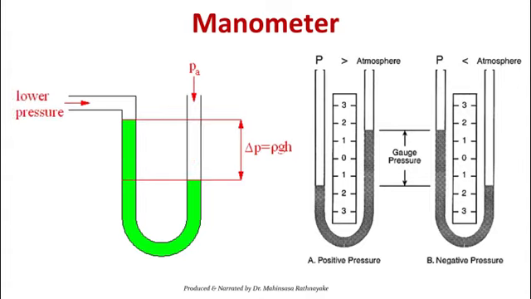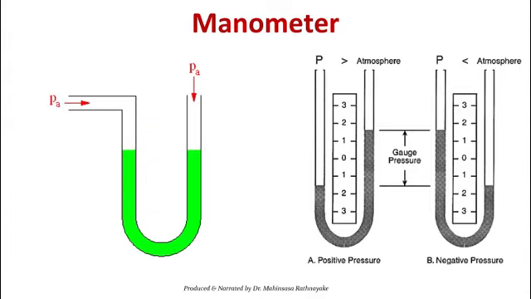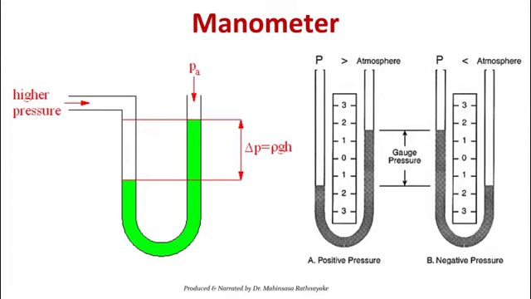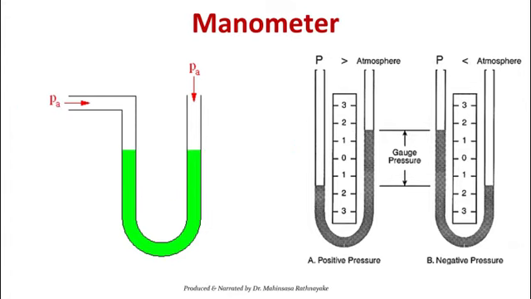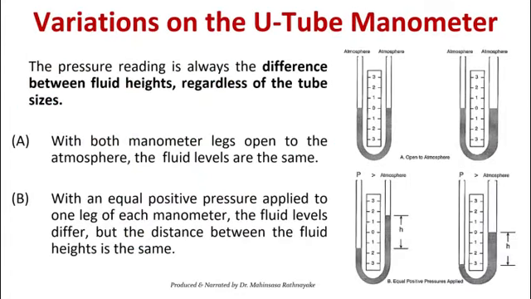In fact, you can see this animation, how lower pressure and higher pressure apply. With higher pressure, the level goes down, and with lower pressure, the level goes up, where one side is kept at atmospheric pressure, right? That is the understanding of manometers. Then there are variations of U-tube manometers. You can have two mainly, with both manometer legs open to the atmosphere. Then the fluid levels are the same. I hope these are simple things you can understand by yourself. With an equal positive pressure applied to one leg of each manometer, the fluid levels differ, but the distance between the fluid heights is the same, right?